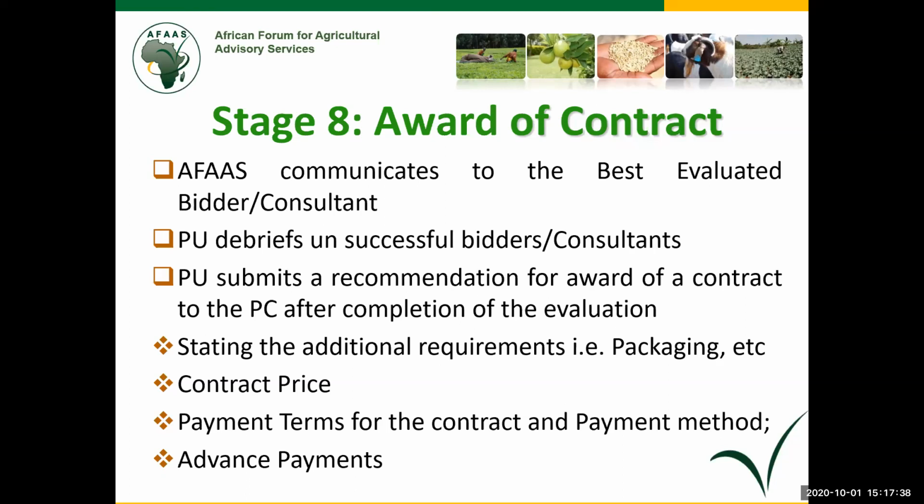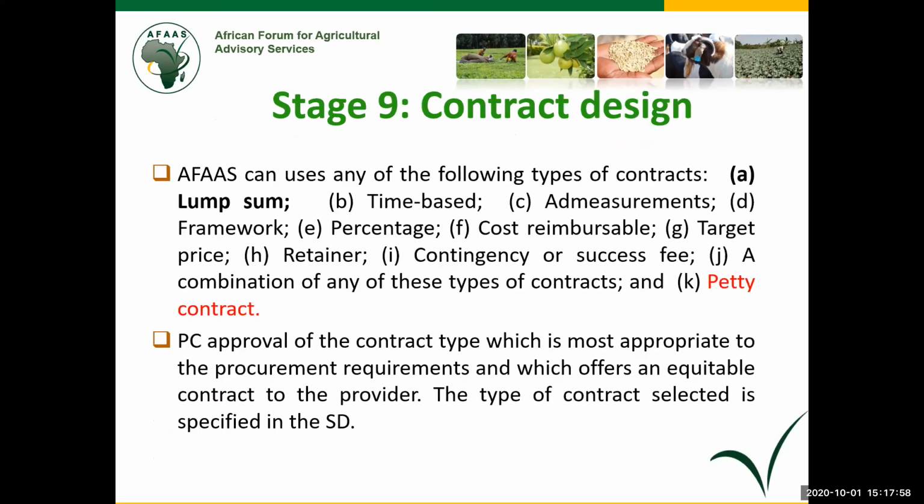Procurement unit eventually submits a recommendation for award to the contracts committee, or rather the procurement awards committee, after completion of evaluation, which must state any additional requirements, the contract price, the payment terms, and advance payments if at all needed. Then at contract design, there are so many contract types that are available.